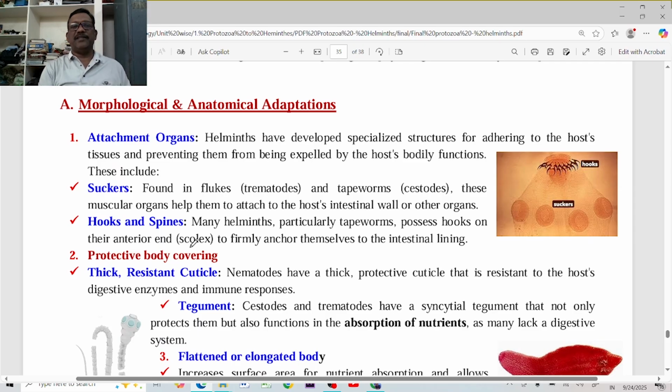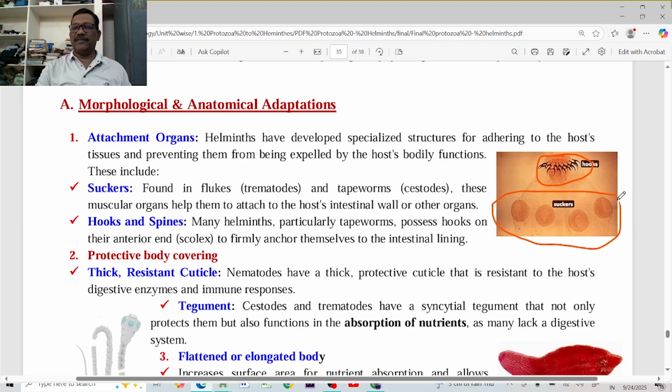Number 1 is morphological and anatomical adaptations. The morphological adaptations, for example, are the hooks. The hooks are developed in them to attach to the small intestine because these are all endoparasites. They live especially in the host small intestine mostly. These hooks can help to attach firmly to the small intestine.